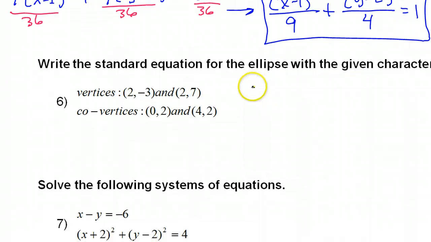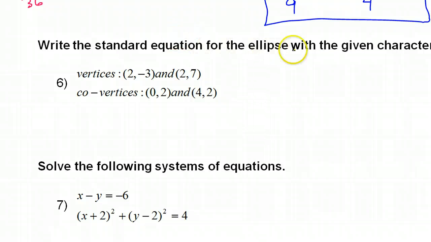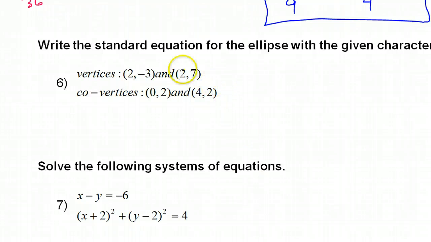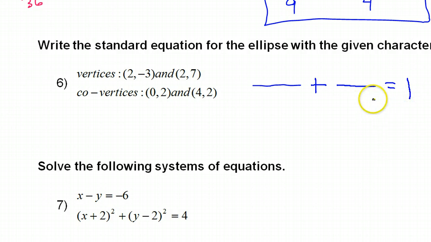Let's take a look at number 6. Write the standard equation for the ellipse given the characteristics. Okay, so we have the vertices and the co-vertices, and let's go. We know it's an ellipse. So right away, we can begin to set up our equation. We know it's going to be like this. A diagram will help me.